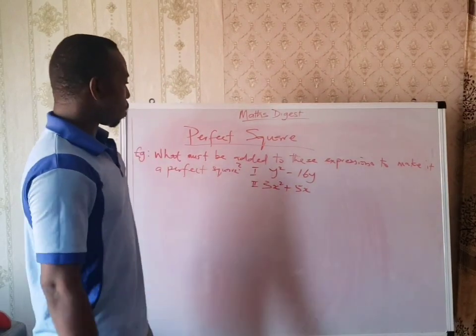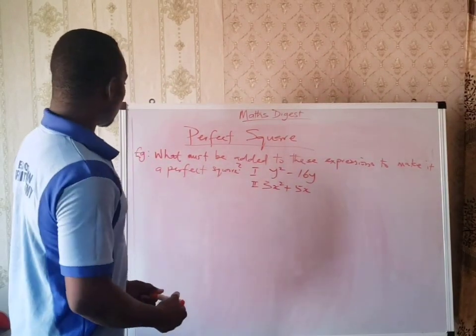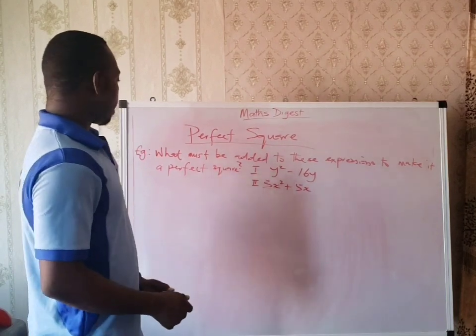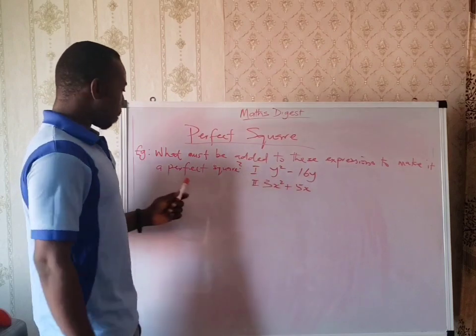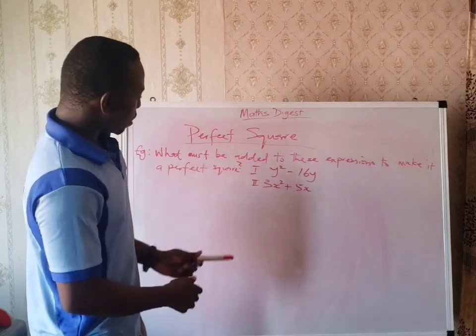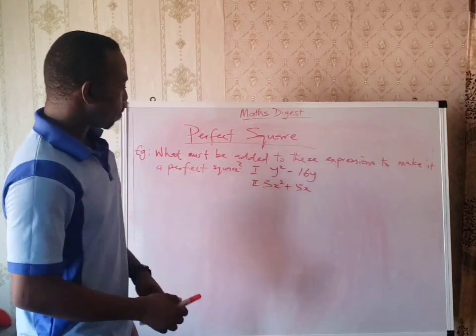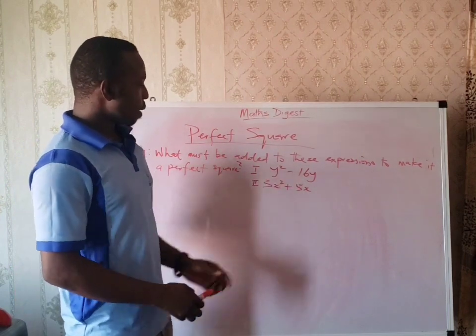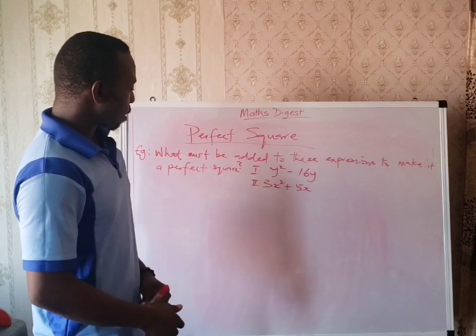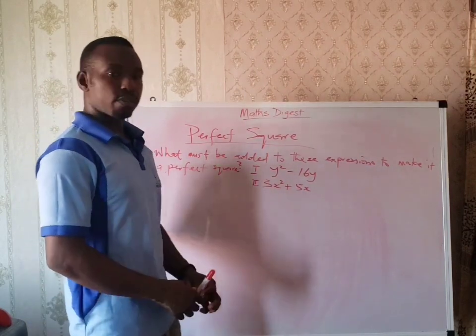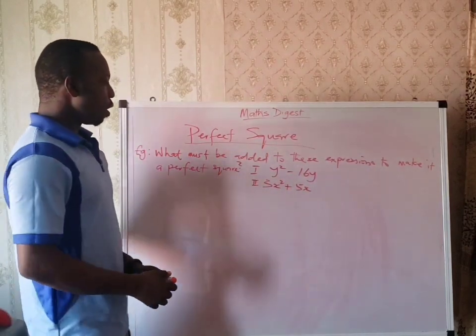Let's use these examples to illustrate what we mean by perfect squares. Now, example: say what must be added to these expressions to make it a perfect square. Now, these are the expressions. The first one is y raised to power 2 minus 16y. Okay, and the second one says 3x raised to power 2 plus 5x.